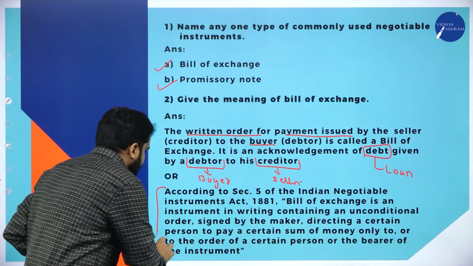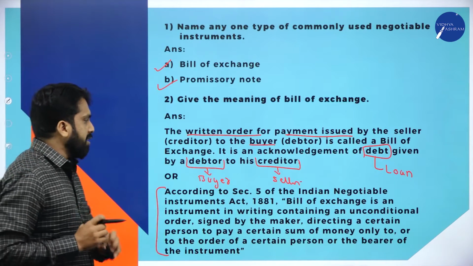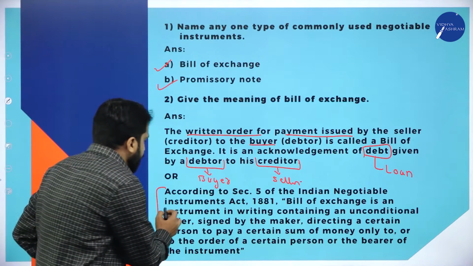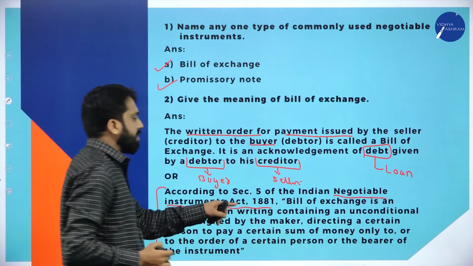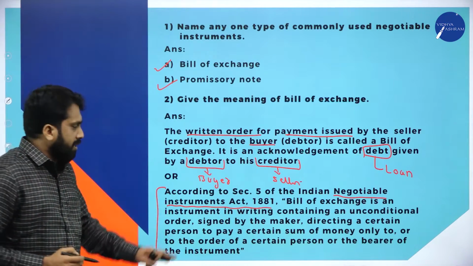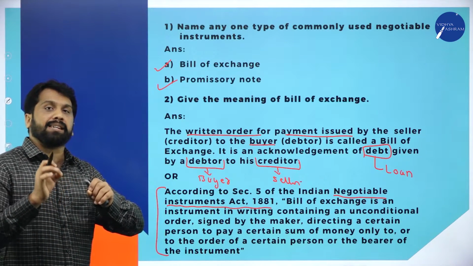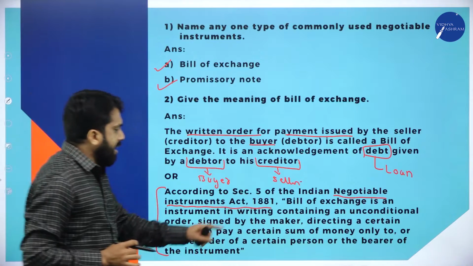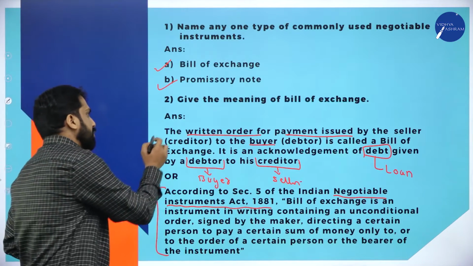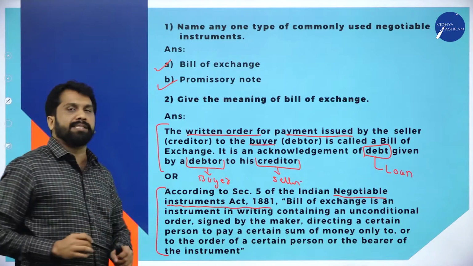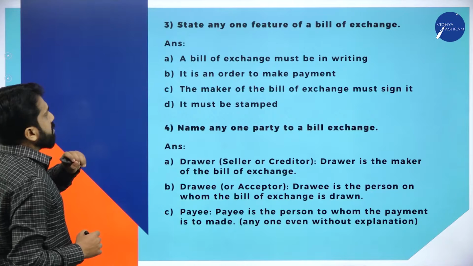This is not required, just for your information I have given. Why? Because this is all taken from where? Negotiable Instrument Act 1881. This is actually not required. Just remember the act when it is framed, 1881. For your 1 mark answer, you should remember only this one. Clear? Yes. We'll go for the third question.